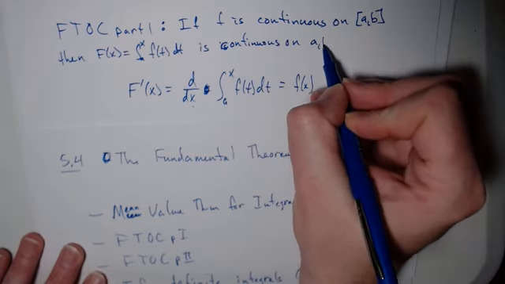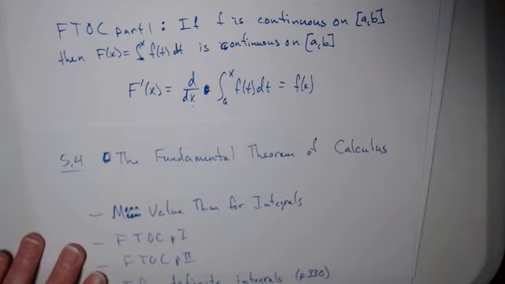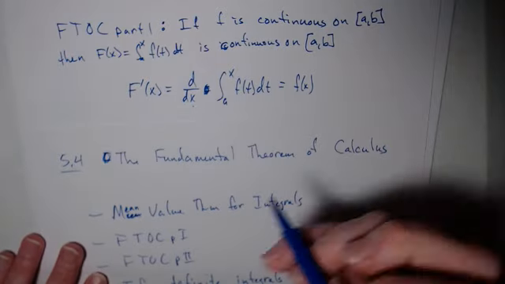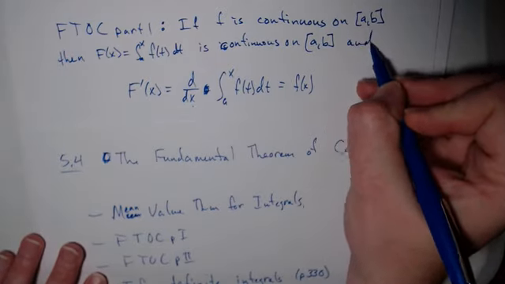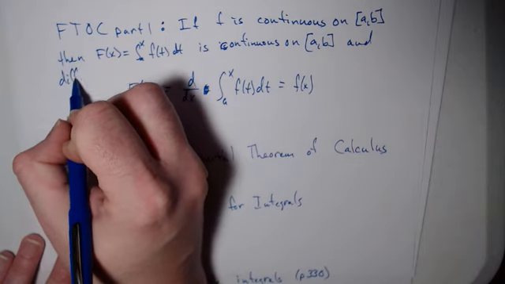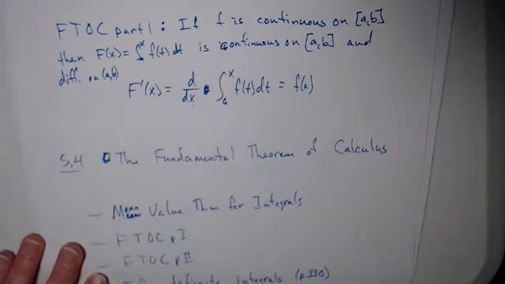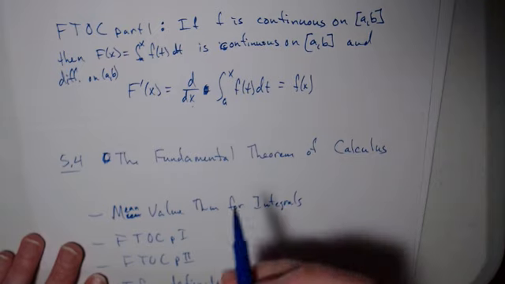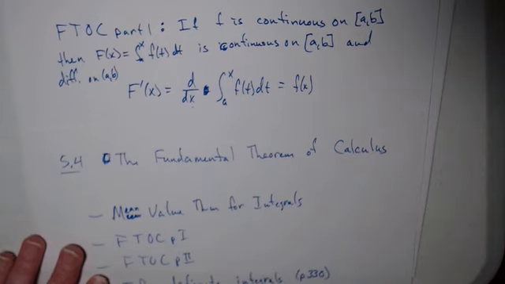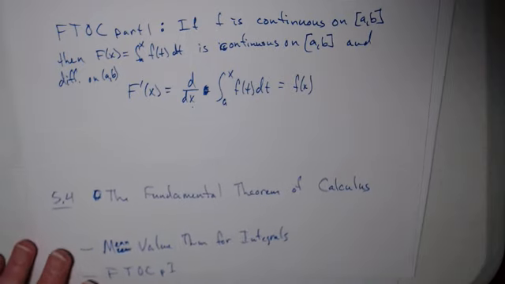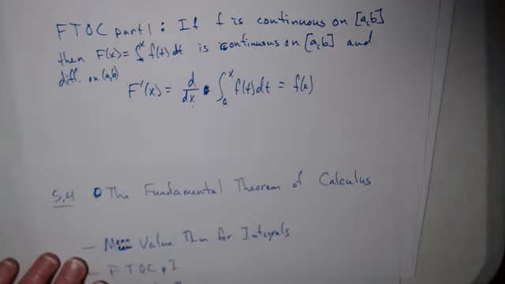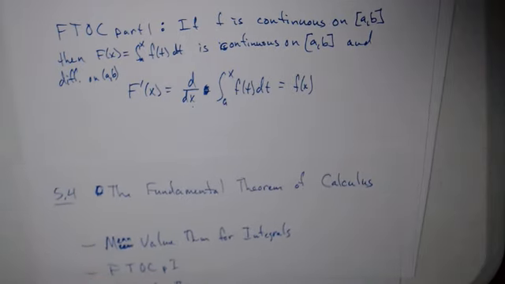On [a, b], at least so long as x is between a and b, and it's differentiable. On [a, b], I almost left enough room, and then we can take its derivative like so. So, like I said, it's really a straightforward thing.